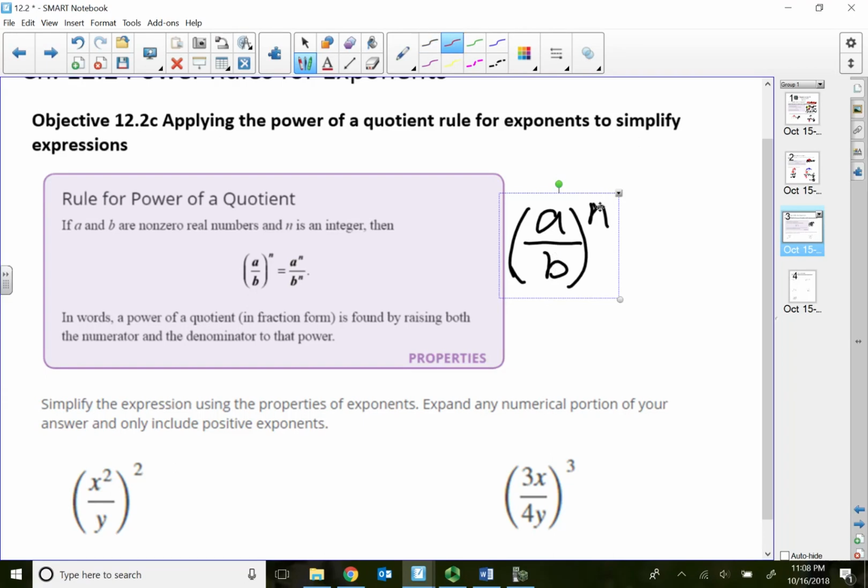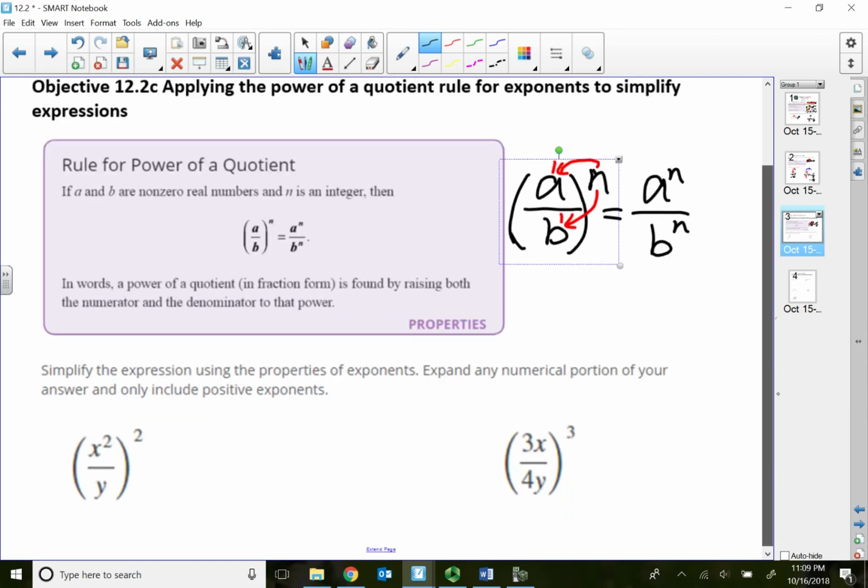Again, being a power rule, parenthesis with an outer exponent, we're going to let the outer exponent in and multiply all the exponents on the inside. So for this particular rule, I should get a to the n over b to the n. Well, you might ask, can I subtract the exponents? I cannot subtract the exponents because the bases are different. I can only use the quotient rule, where we subtract the exponents, if the bases are the same.